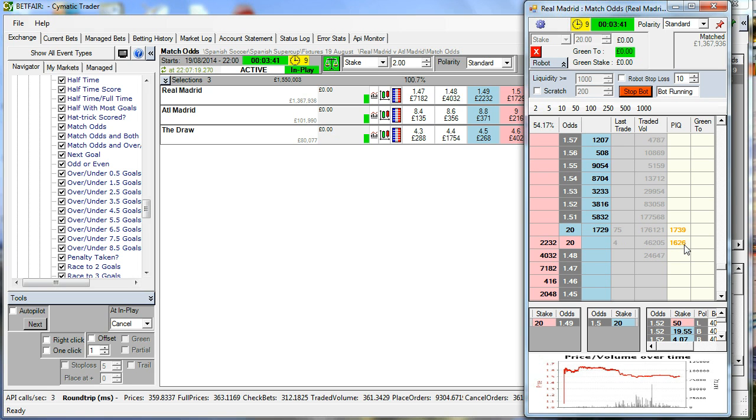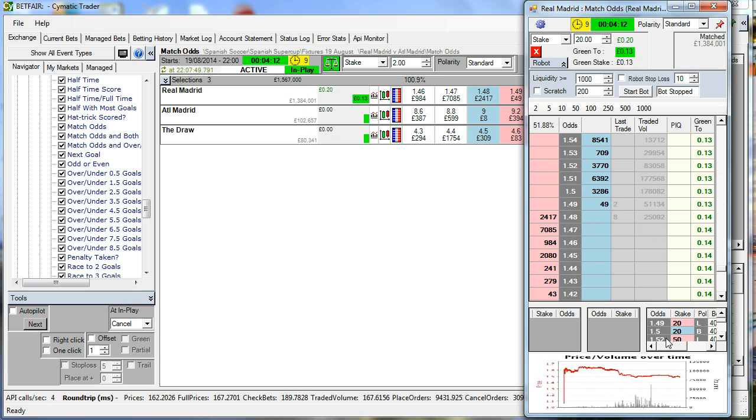These are our queue positions. So our lay bet's got about £1,500 in front of it. There's 2,000 in total. So, and let's just stop that. So that happened rather quickly. Just cancel those. So I've cancelled those new bets so I can try and talk about what actually happened.